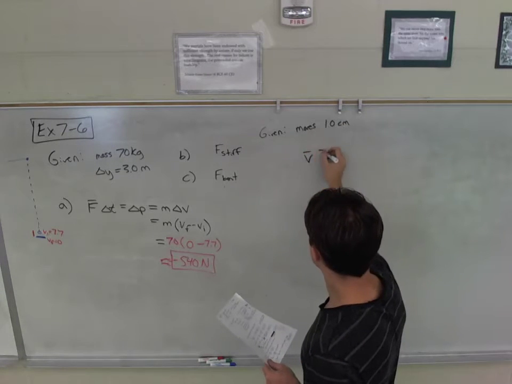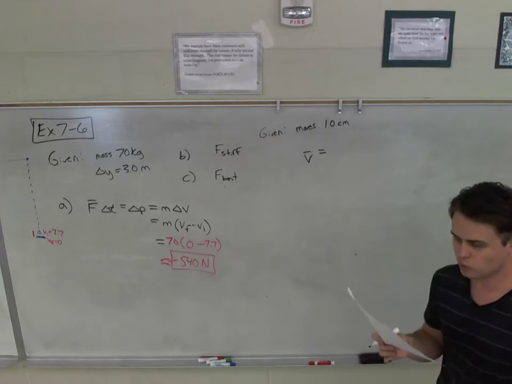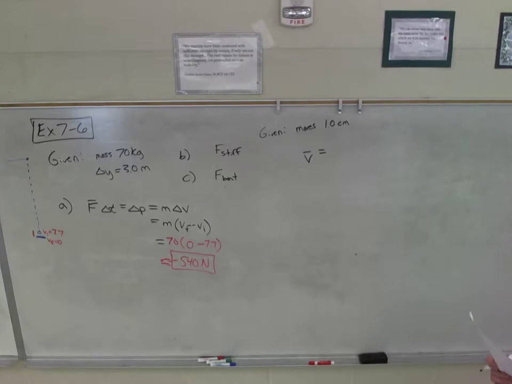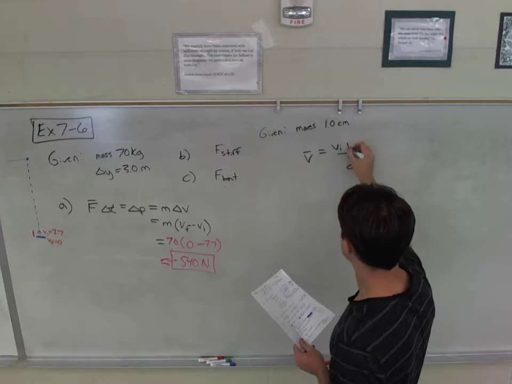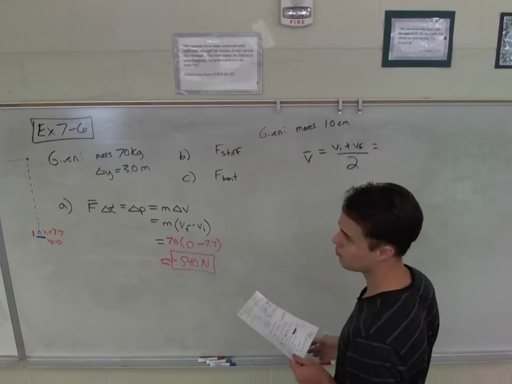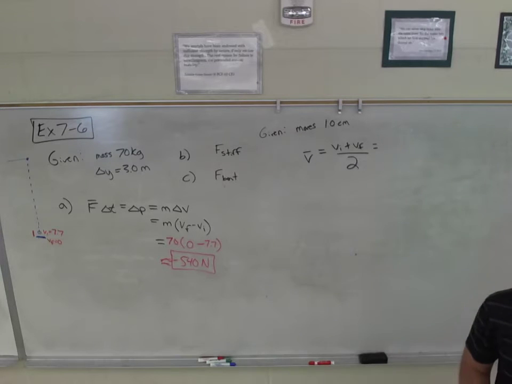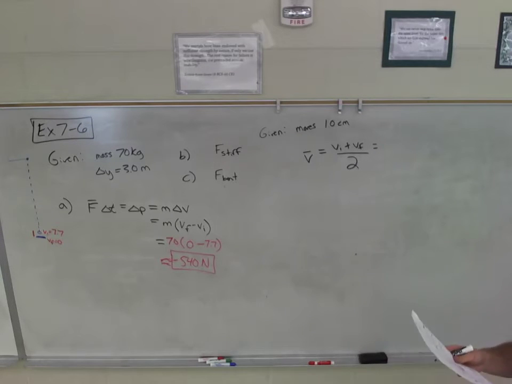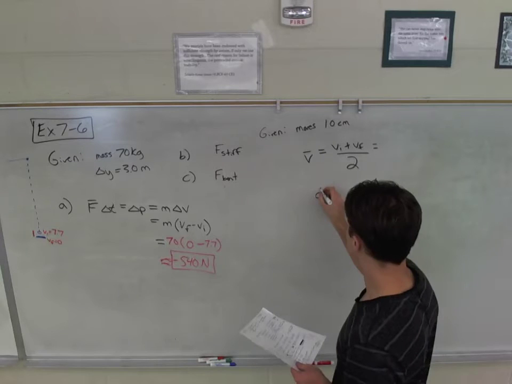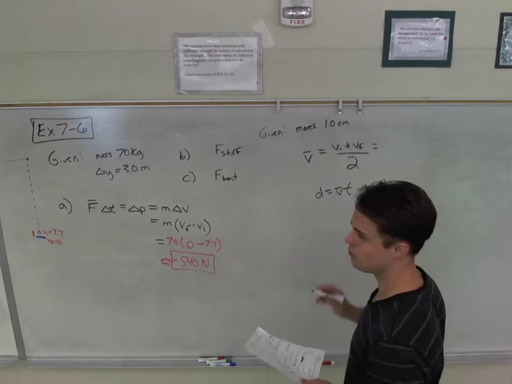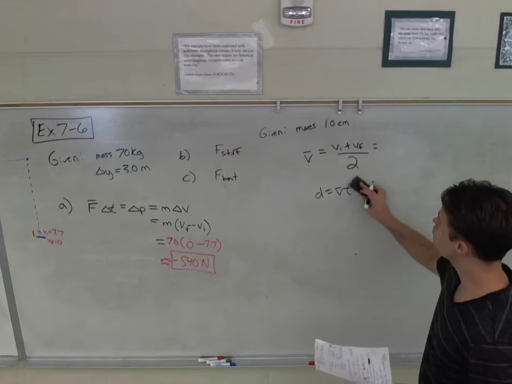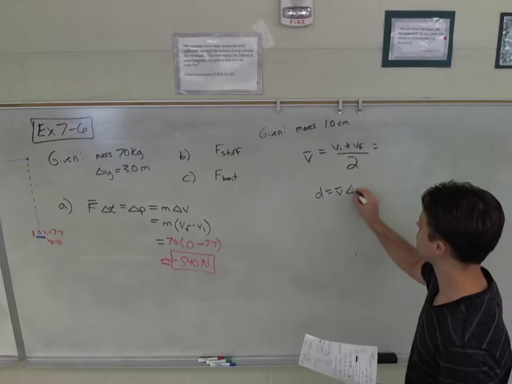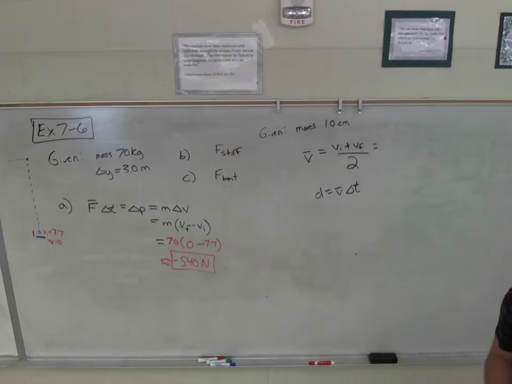So here's what we're going to do. We're going to calculate the average velocity. It's an average, so I'm going to divide by 2 the initial velocity plus final velocity. Then we're going to use that with distance equals rate times time. Why am I doing that? I'm going to write this as time that way.